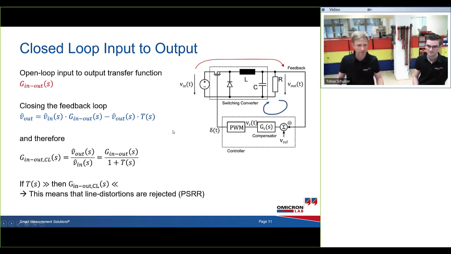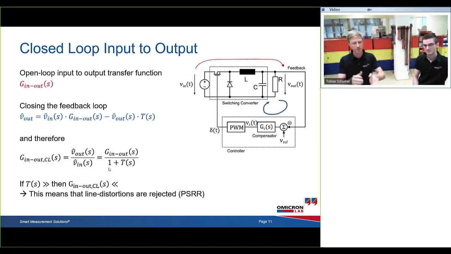So that's then the equation for the closed loop input to output transfer function, and by restructuring that, we arrive at G_in_out closed loop = output over input = the open loop input to output transfer function divided by 1 + T. So again, the 1 + T is in the denominator, and if T is a large number, then we have some number divided by 1 plus a large number, and that's going to be a small result if the G_in_out is not a really large number, which it normally isn't.